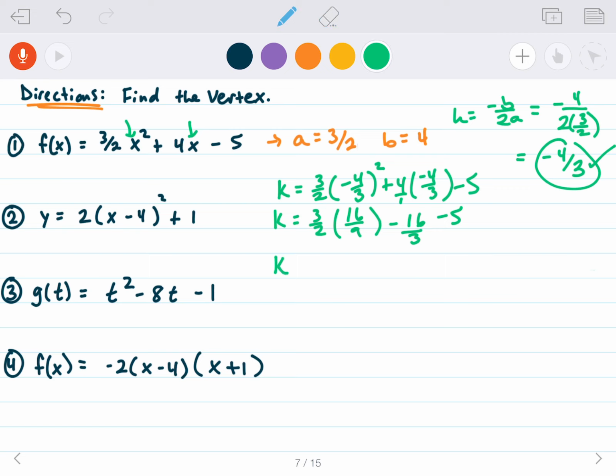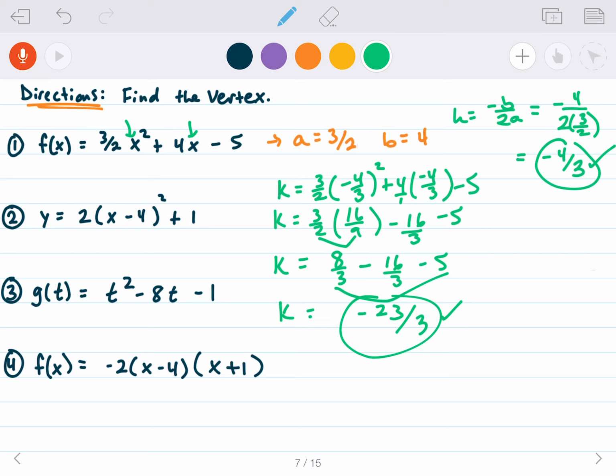All right, so I'm getting to the point where I might pull out my Desmos scientific calculator online and simplify this. So that's what I'm going to do. 3 over 2 times 16 over 9. Desmos Scientific should give you 8 over 3 for this. Then we have minus 16 over 3 minus 5. And simplified, you should get that k is equal to negative 23 over 3. So we have h and k, and therefore we have our answer. So our vertex is at negative 4 thirds, comma, negative 23 thirds.